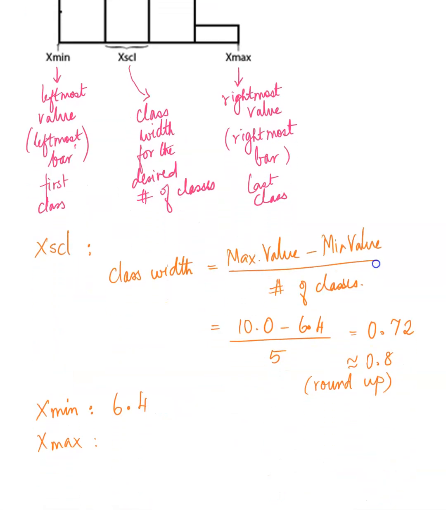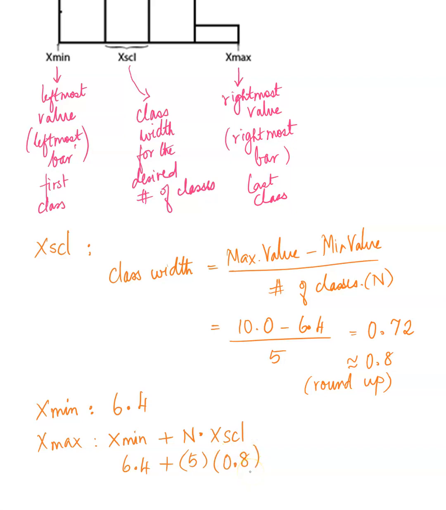Now for Xmax, we have a small calculation to help us get a better histogram. So the calculation is this: Xmax is Xmin plus n times Xscl. Okay, n is the number of classes. I call this capital N there. So then Xmin is 6.4 plus the number of classes, 5, times Xscl. The class width was 0.8.